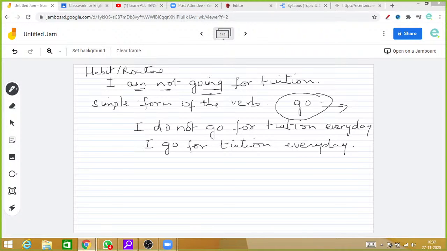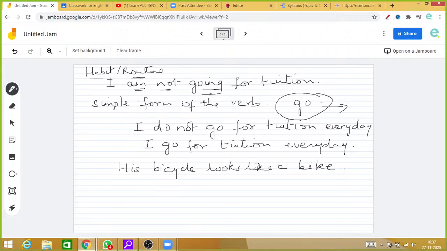Okay, now Ganesh, you give me a sentence. Give me a sentence for a habit or a routine. His bicycle looks like a bike. Very good. So, which means what? Because you're talking about his, it could be anybody's name also. That is why you have put S with the base verb. Very good. So, looks like a bike.